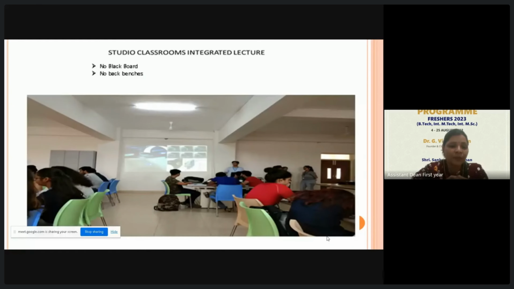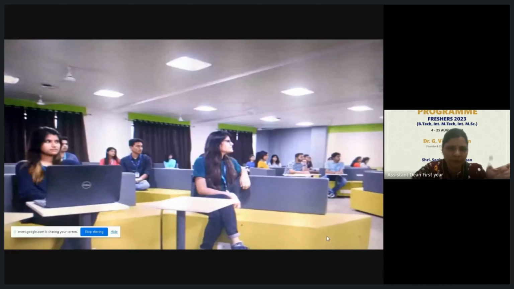I have some pictures I want to show you from VIT Bhopal, of how we deal with classrooms and what sort of classrooms we have. This is the studio classroom. And as I mentioned, there will be no blackboard or back benches for the students. This is one of the studio classrooms, the English class studio we have.